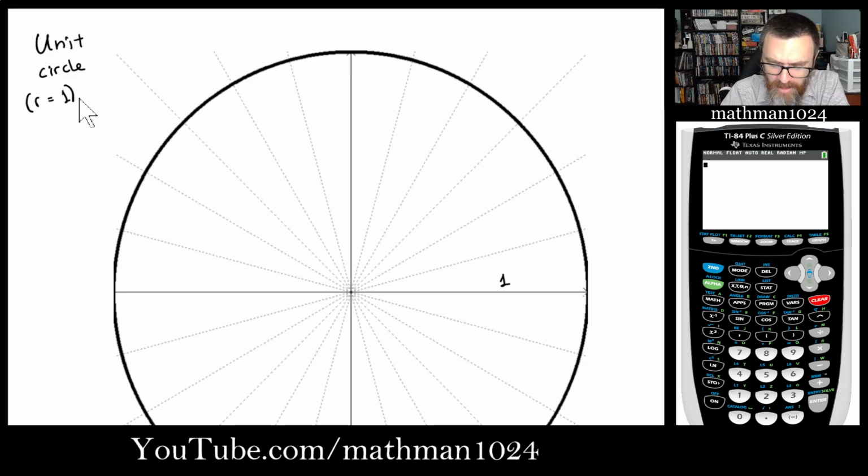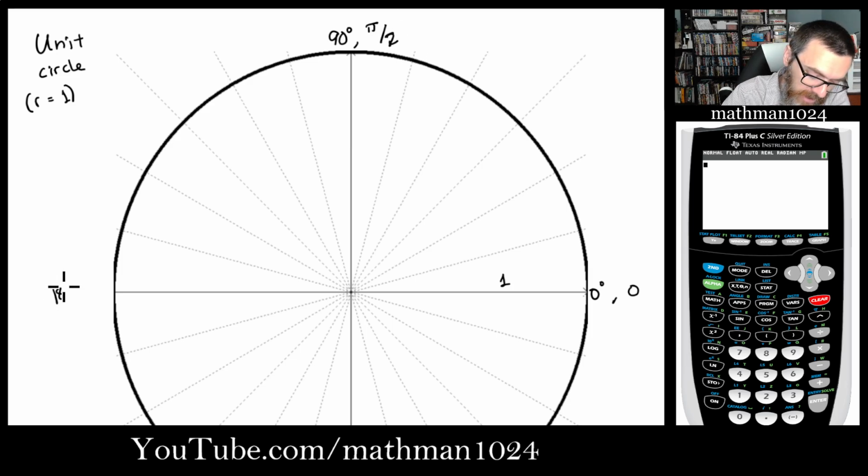So the way this breaks down, we want to measure and find the nice values for degrees and our radians. So that's going to be 0 degrees, 0 radians, up here at the top, 90 degrees, which is pi over 2. And then over here on the far left, 180 degrees, which is not 2 pi. Yeah, slow down here. And that's going to give me pi.